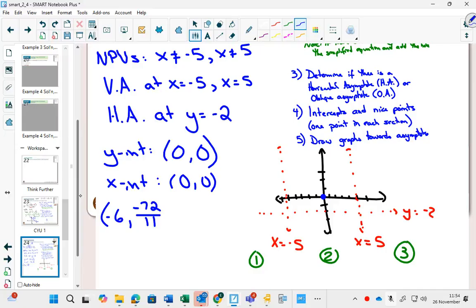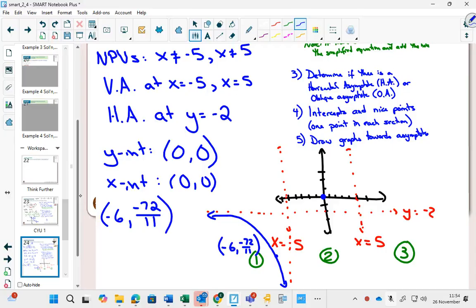If you estimated that, negative 6 point something, agree? It's going to be below the y equals negative 2. It's going to be down here somewhere. I can label negative 6, comma, negative 72 over 11. This will keep going. Is that enough in that section? Yes, it has to go towards the asymptote.